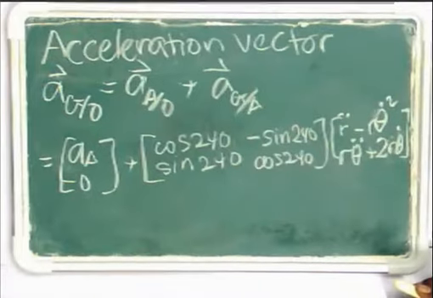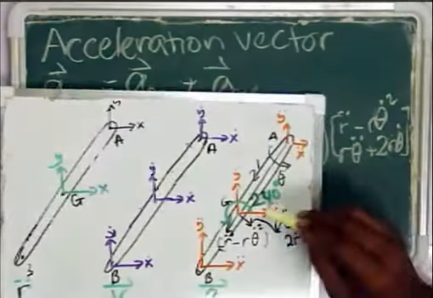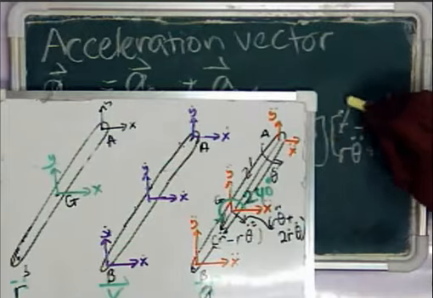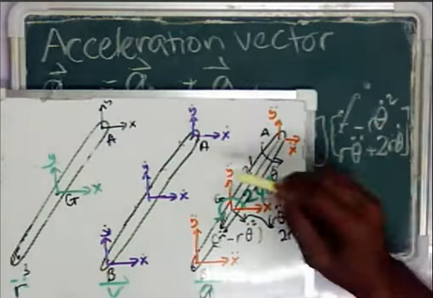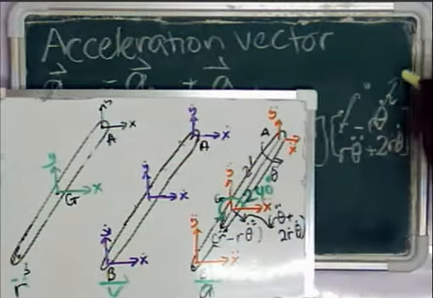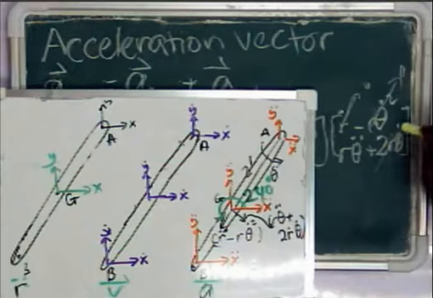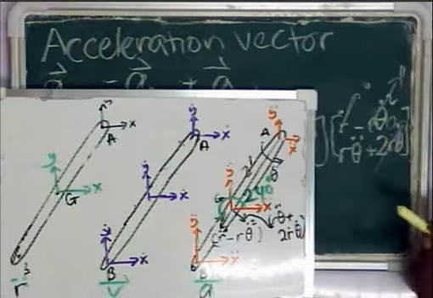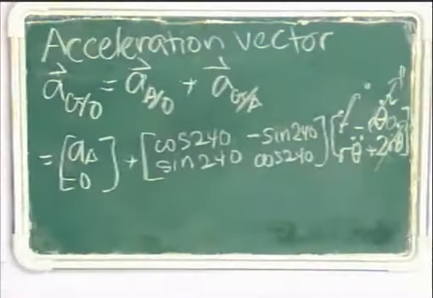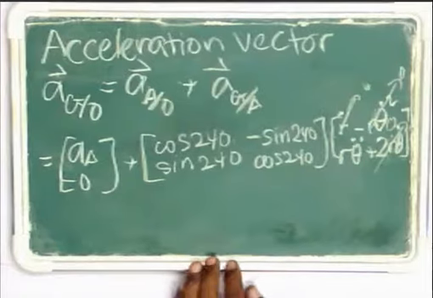Our body, the slender body, is rigid, so this one will be equal to 0. And earlier we found that the angular speed of the slender body is 0, and we also assume that term is equal to 0.